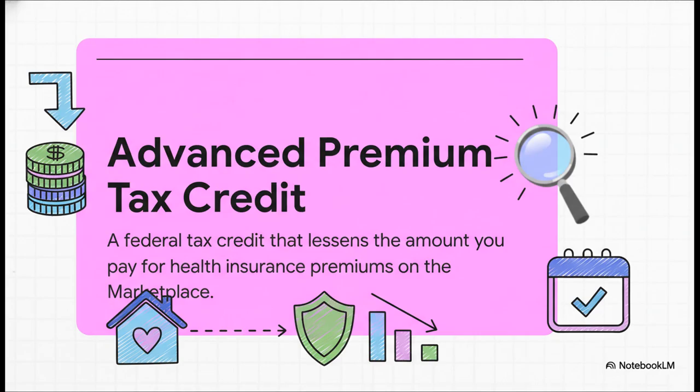Now, to help out with those monthly premium costs, the ACA created something called the Advanced Premium Tax Credit. It's pretty straightforward. If your income is within a certain range, you can get this tax credit, and it directly lowers the cost of your monthly bill. It can make a huge difference in affordability.